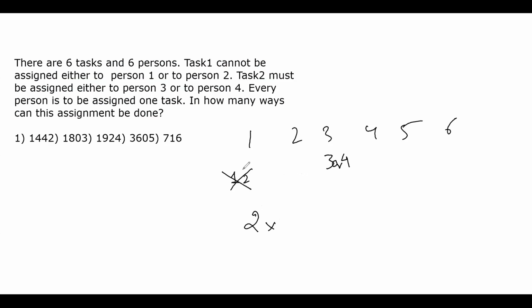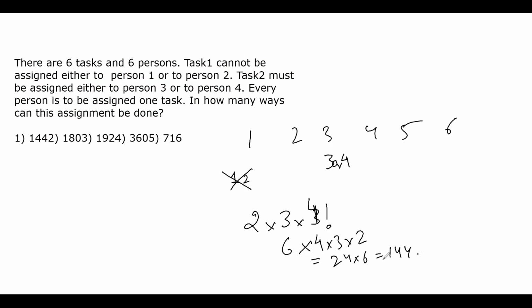Task 1 cannot be given to 2 people, and then 1 person from here, right? So it cannot be given to 3 people. So how many are left? 3. And then there are 4 factorial for the rest. So it's 6 into 4 factorial, 4 into 3 into 2. So that is 24 into 6, 144.